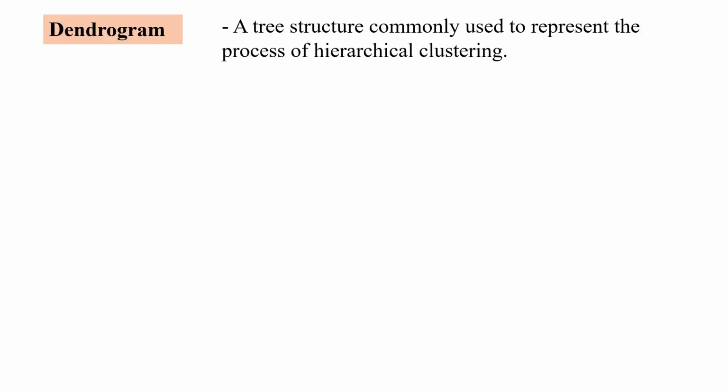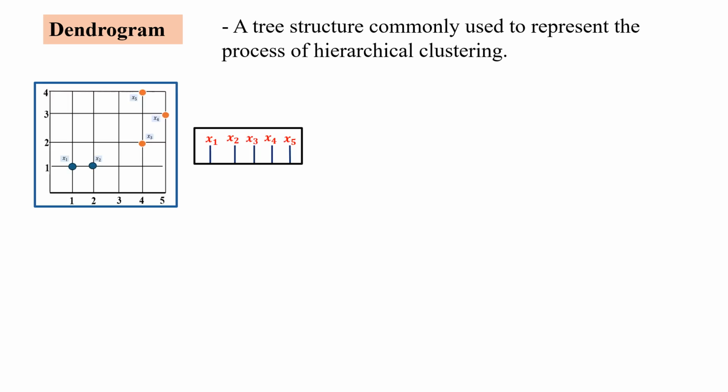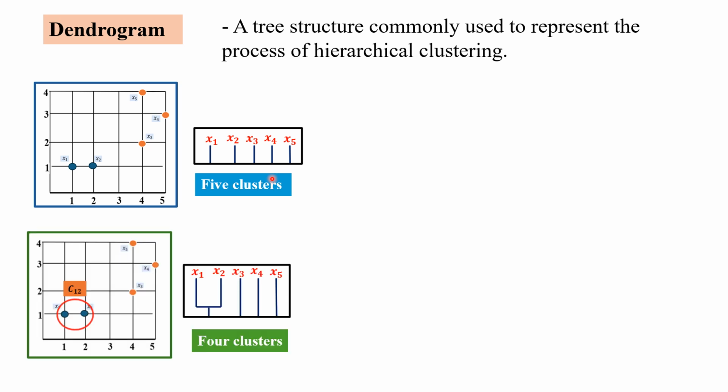Now we talk about the dendrogram, which is a tree structure commonly used to represent the process of hierarchical clustering. See, the first stage where we have 5 data points. So these are the data points, and this is the tree which we are growing starting from individual clusters. So 5 clusters, we have 5 branches. Next, we have 4 clusters. We have merged x1, x2. So this is the merging part. We can see this single branch coming from these two x1, x2 branches. So at this point, we again have 1, 2, 3, 4.